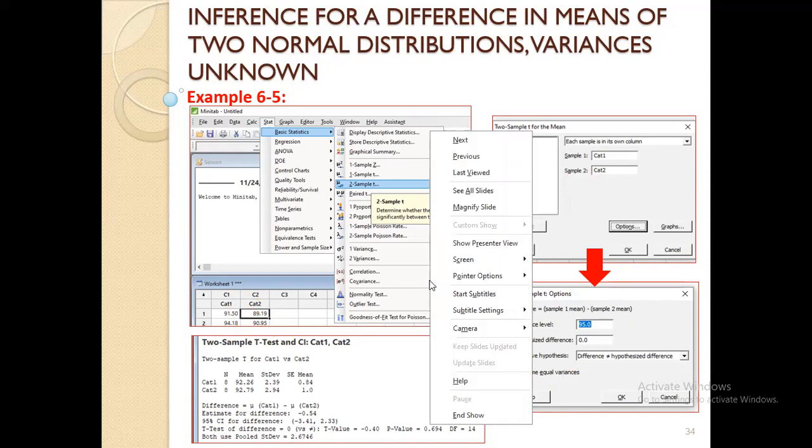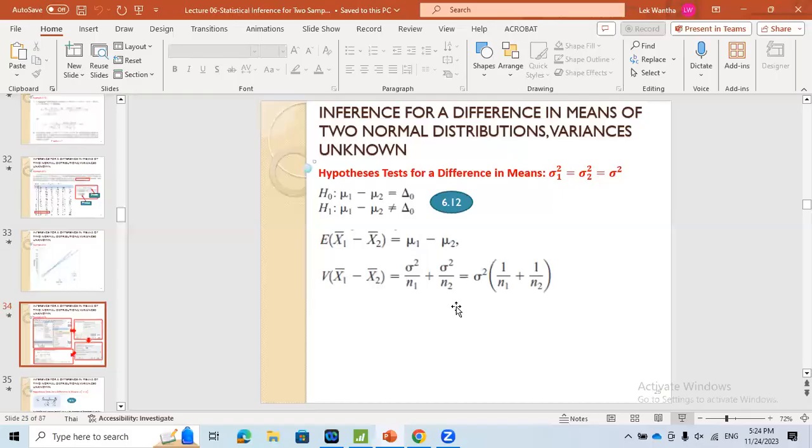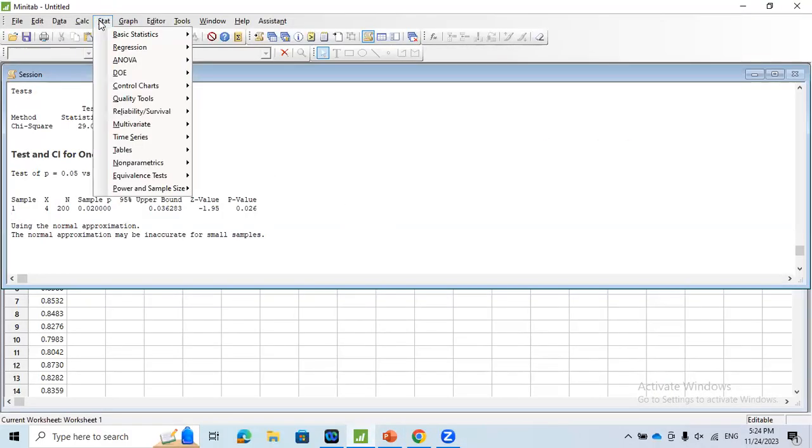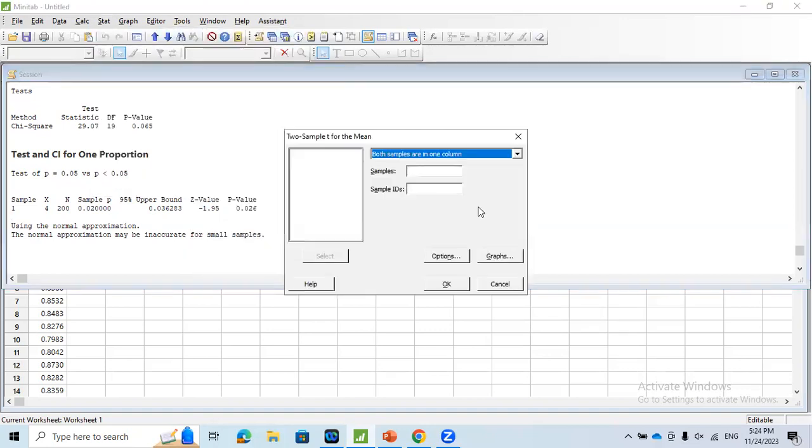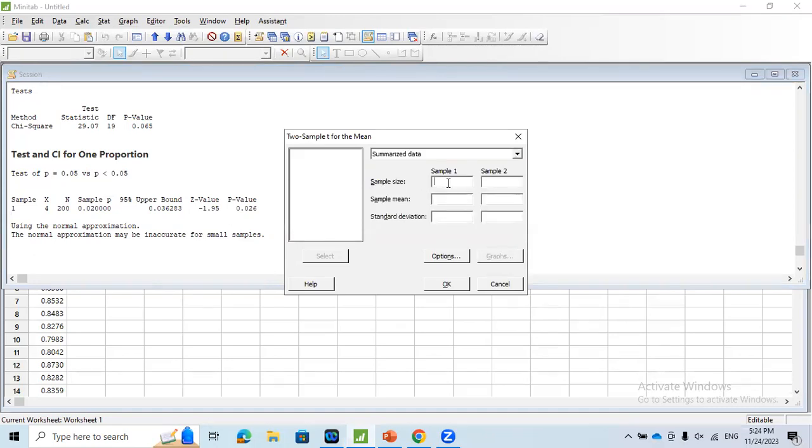Okay, for this case, I will use the summarized data, but I don't have much time to put the data in. We go to Stat, Basic Statistics, and then 2-Sample t. The 2-sample t is the t distribution. You can use the data from columns, but for this I would like to use the summarized data.